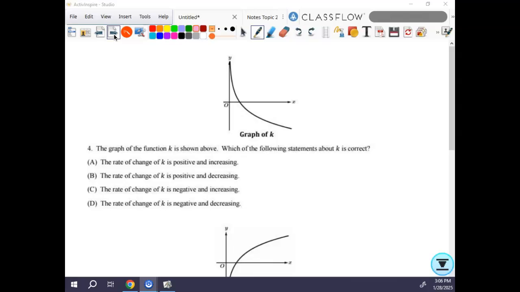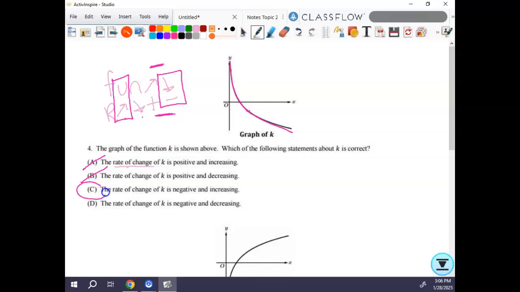Okay, here's k, which of the following is correct? So we start off talking about rate of change, so I know I need my fun chart. Okay, so rate of change, I want to know if it's positive or negative. When I'm looking at whether it's positive or negative, I need to know if my function is increasing or decreasing. This function is clearly decreasing, which means the rate of change is negative. So I can eliminate A and B. Then to know if the rate of change is increasing or decreasing, I look at the concavity. This one is concave up, so the rate of change is increasing. So negative and increasing.